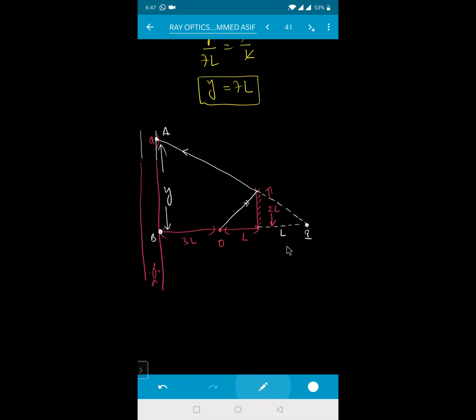So this is an object, this is your image. If I'm using the similar triangle concept again for this one, this is your Y divided by this total length, 3 plus 1 plus 1, that is 5L. So this will become 5L, that is equal to 2L divided by L. This will get cancelled. So Y will be equal to 5L into 2, that will be equal to 10L. So this 10L will be the field of view for this. Clear? Yes, sir.